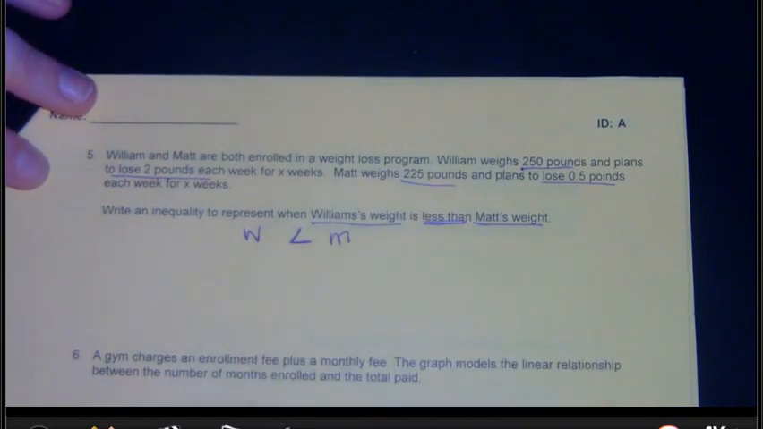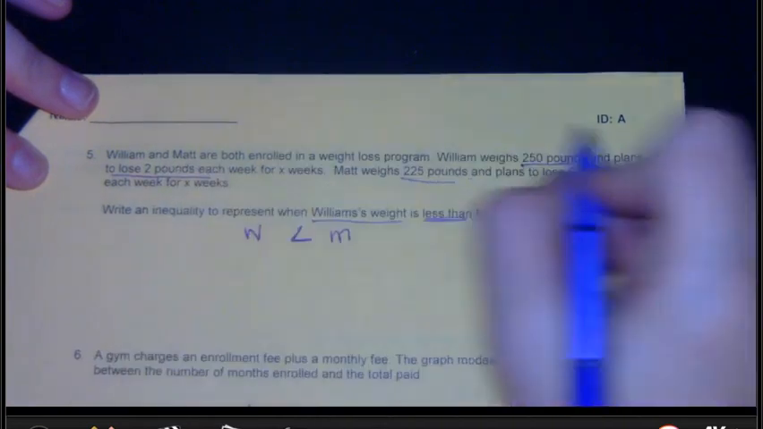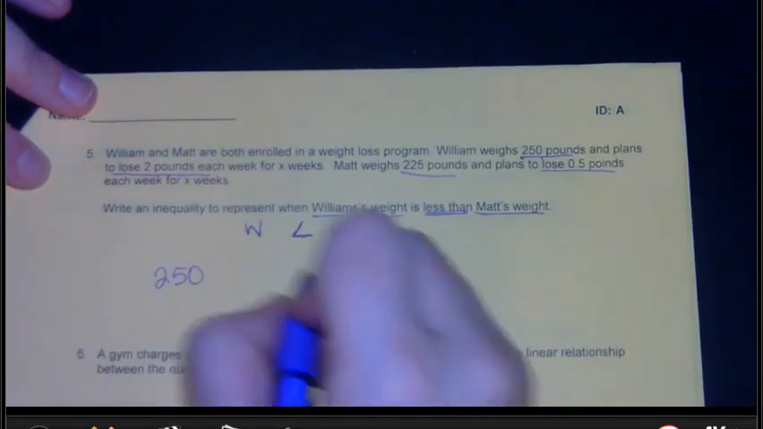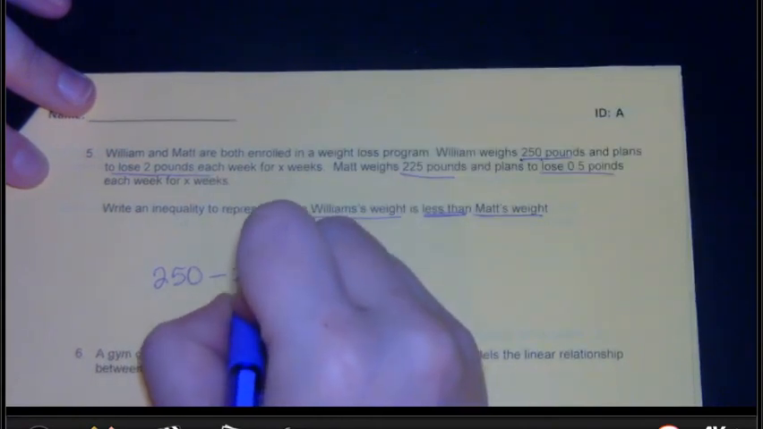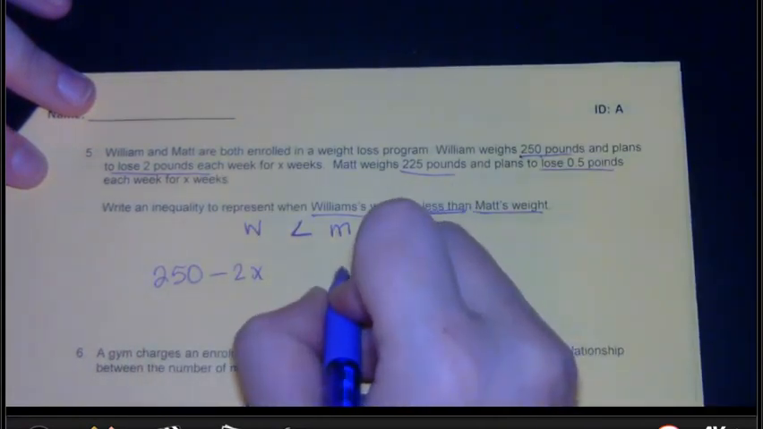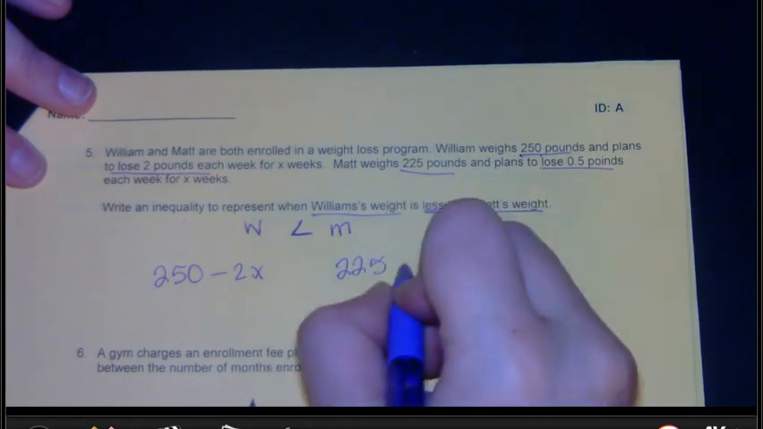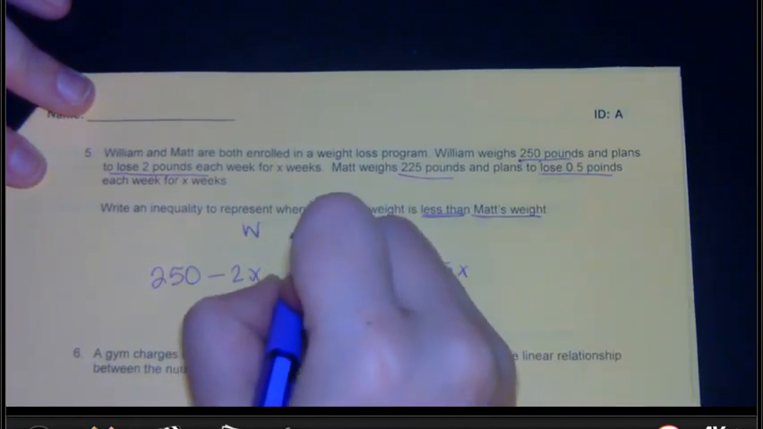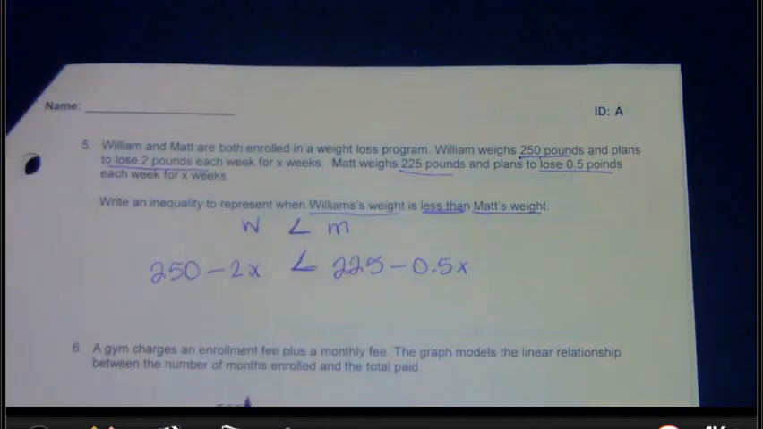And I need the alligator to open up and eat Matt's weight. So the alligator is eating towards Matt. So we're going to write William's expression. William starts with 250 pounds and he is going to lose 2 pounds per week. Whereas Matt starts with 225 pounds and is losing half a pound per week. And our inequality needs to open up towards Matt to show that William is going to weigh less than Matt.